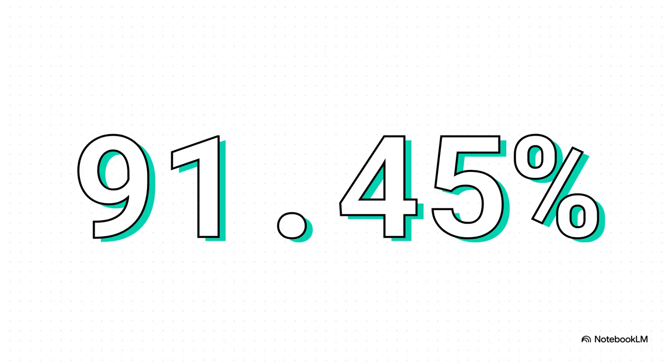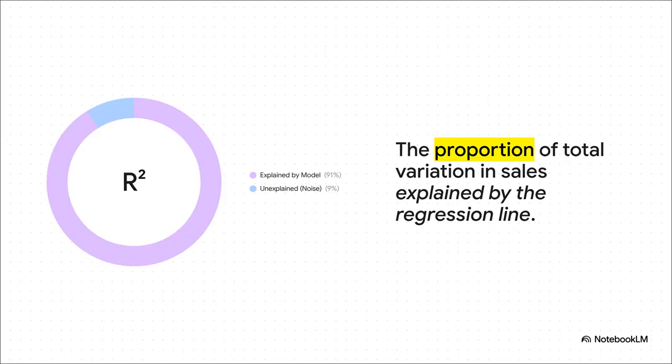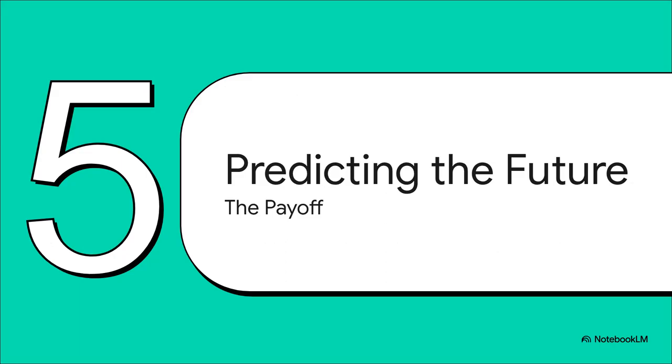And for our sales data, get this, the score is a whopping 91.45%. That's really, really good. And this chart here just shows you exactly what that means. So think of all the wiggles in the sales data, all that variation, as one big pie. Our straight line explains over 91% of that pie. That tiny little sliver left over, that 8.5%, that's just the random noise our model can't explain. So what's the takeaway? Our super simple model is actually telling almost the entire story here. It's a fantastic fit.